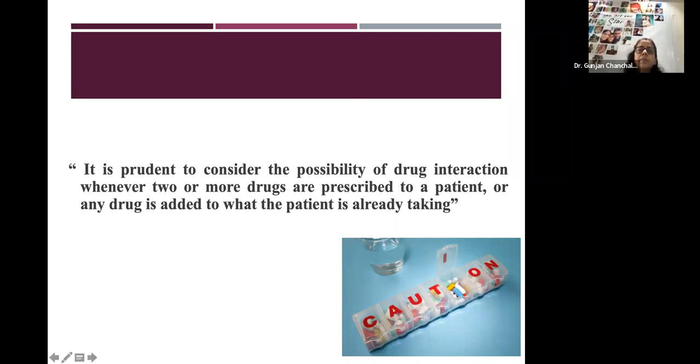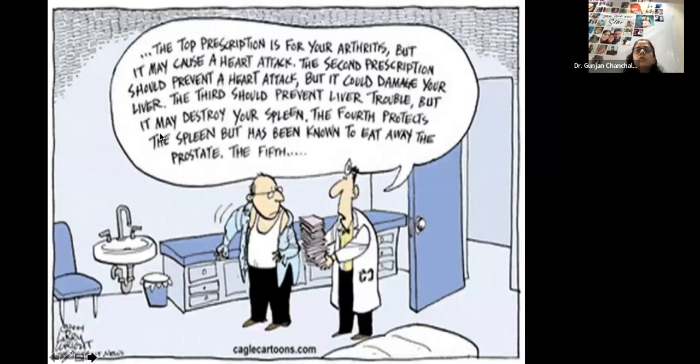As you can see in this cartoon, one prescription is for arthritis, but that may cause a heart attack. The second prescription is to prevent that heart attack, but it may affect the liver. The third will prevent that liver complication, but it will affect the spleen, and finally the fourth will prevent the spleen complication, and that will give another. So eventually, are we giving more drugs to prevent interactions, or are we giving more drugs to prevent each other's complications? That is a big question which is unanswered.